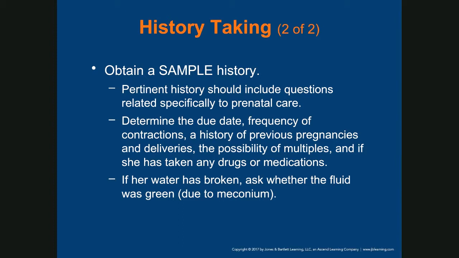If the water is broken, it's important for you to ask her what was the color of it. Was it yellow? Was it greenish? Was it brown? Did it have an unusual odor? So that can be meconium, which is the first waste or stool that the fetus passes. And if they pass it while inside the uterus, it can end up in their lungs and they can get chemical pneumonia. That's not good.